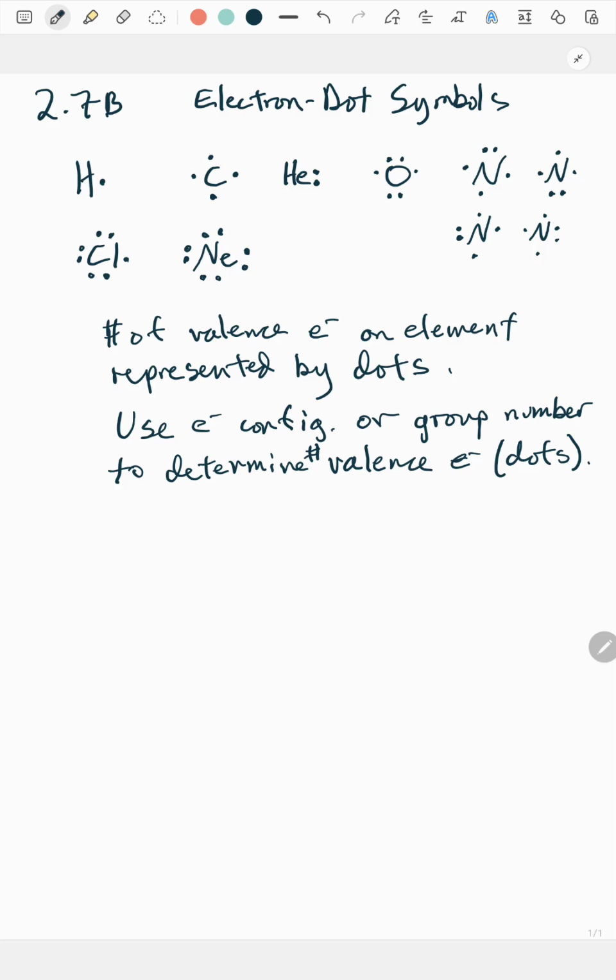Okay, I'm going to stop at this point, and I look forward to picking this up on Wednesday morning, and we can talk more about how we use electron dot symbols to do chemistry, to make things.